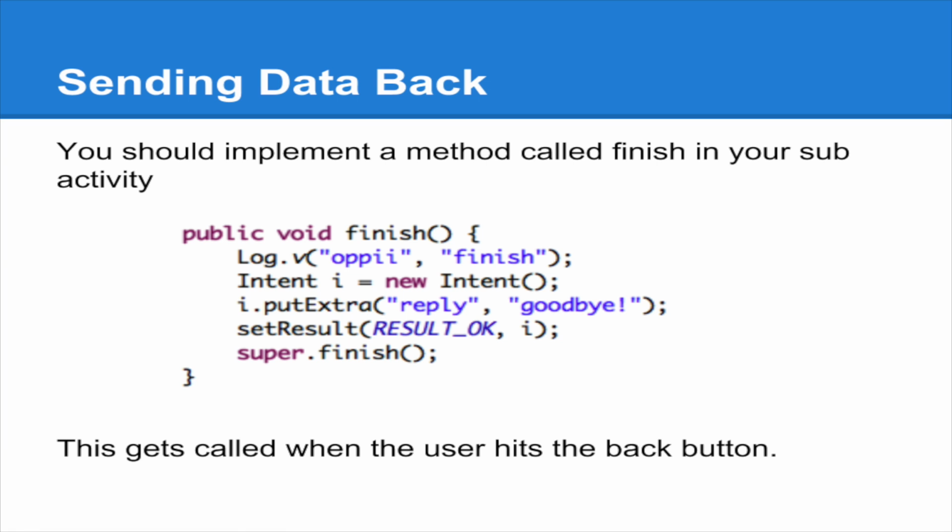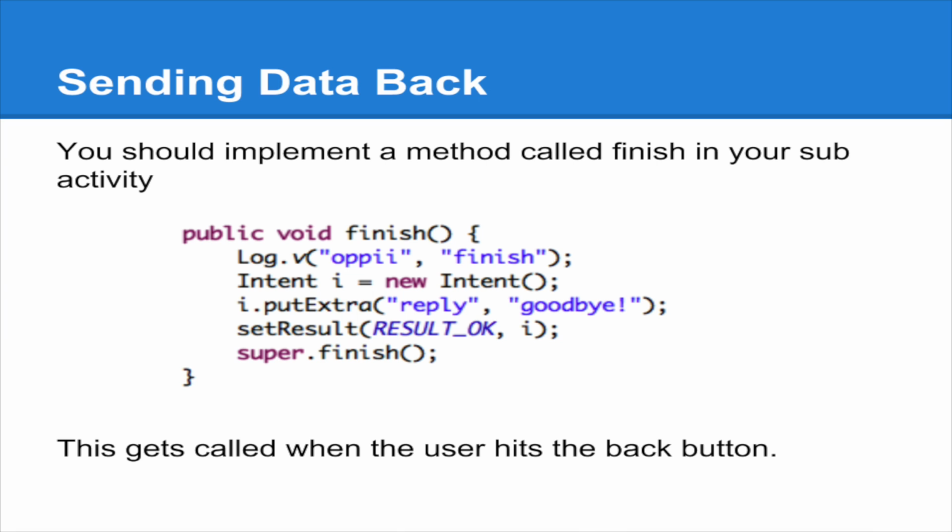Because sometimes you hit back because you want to finish and you've done what you want to do, sometimes you want to cancel. Now result OK says actually I finished what I want to do and I'm OK with the data. If I had a cancel button on my second activity, I could say set result, result cancelled. And that will send a message back to my first view that actually I've cancelled the operation, I haven't just said it's OK.